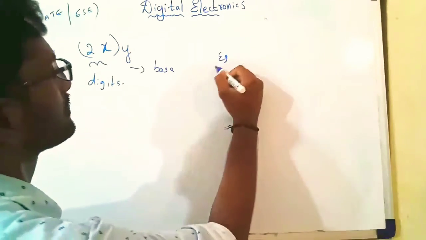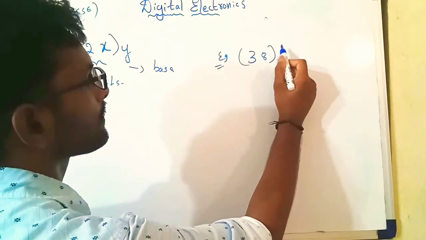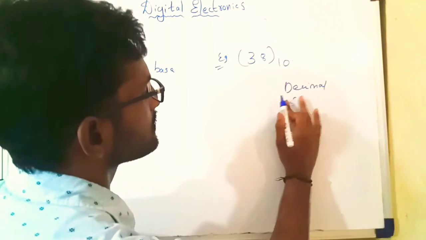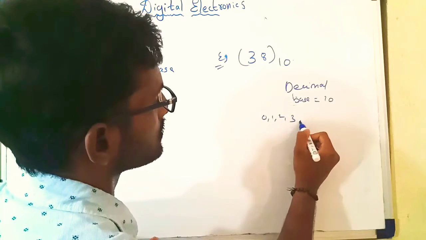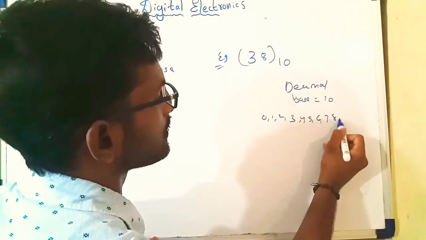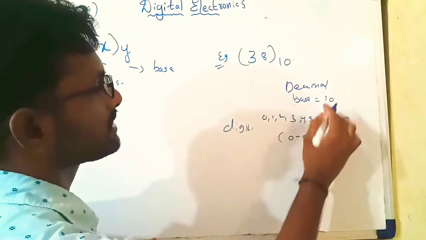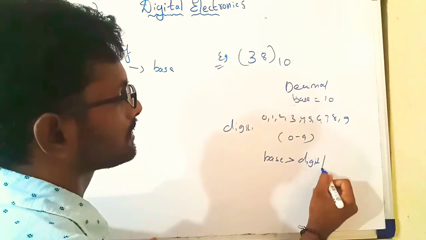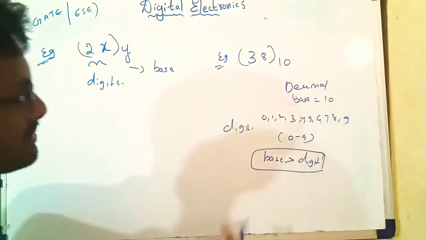Let us take an example of the number 38 in base 10. This is a number in the decimal system. The base value is 10 and the digits are 0, 1, 2, 3, 4, 5, 6, 7, 8, 9. Here you can observe the base value is always greater than the digit. This is the condition we use for solving any problem.